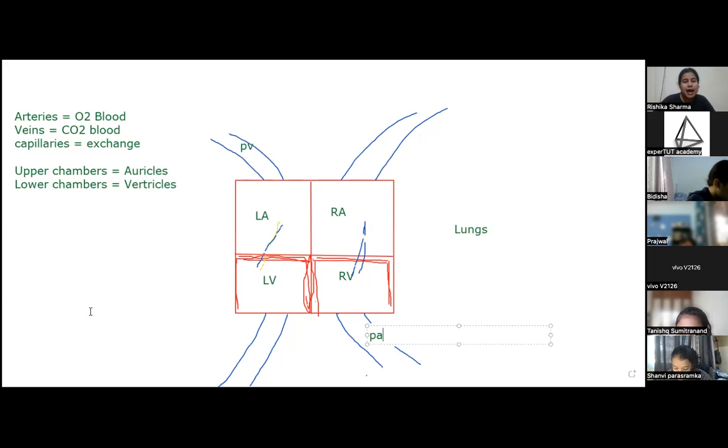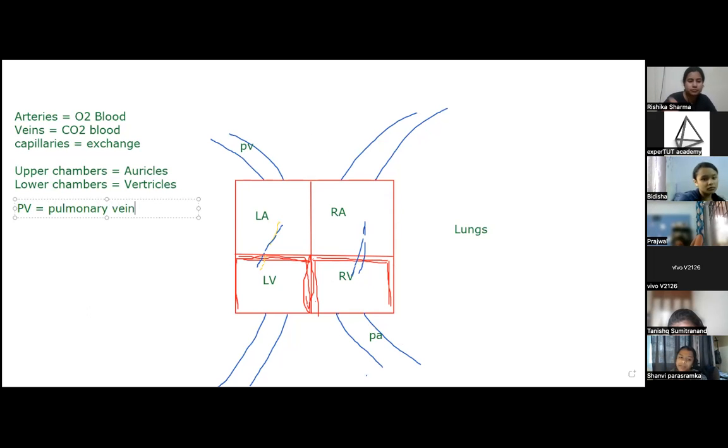Okay, I have written over here PV, if you can see. PV means pulmonary vein. I am writing it in the side for your reference. PV is pulmonary vein.